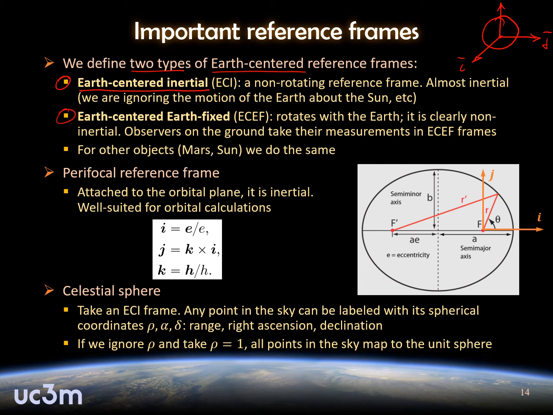Another type of Earth-centered reference frame is the Earth-centered Earth-fixed reference frame, or ECEF, which is rotating with the Earth. As the Earth rotates eastward about the north-south axis of the Earth, this reference frame is moving with the surface of the Earth. So an observer on the surface of the Earth, on the ground, is basically moving with this type of reference frame. Now, clearly, this is a non-inertial frame, because it is rotating.